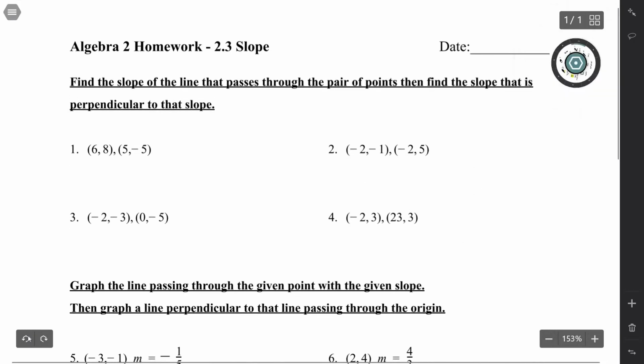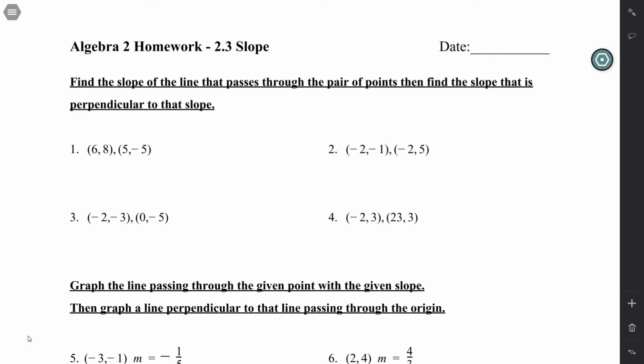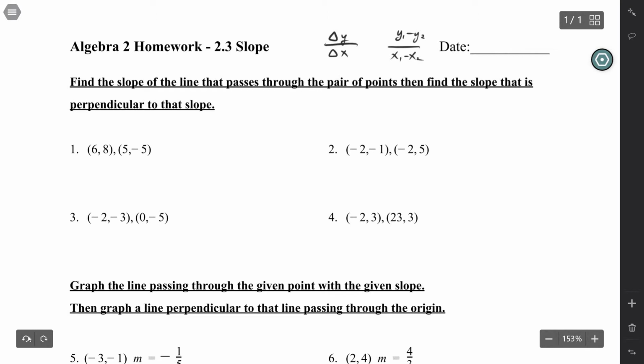Let's see, first set of questions here. Find the slope of the line that passes through the pair of points, and then find the slope that is perpendicular to that slope. Okay, this is going to be a lot of change of y over change of x, so I'm going to write that up top first. So change of y over change of x, or y1 minus y2 over x1 minus x2. All right, we'll jump straight into it. I'm going to start plugging them in.